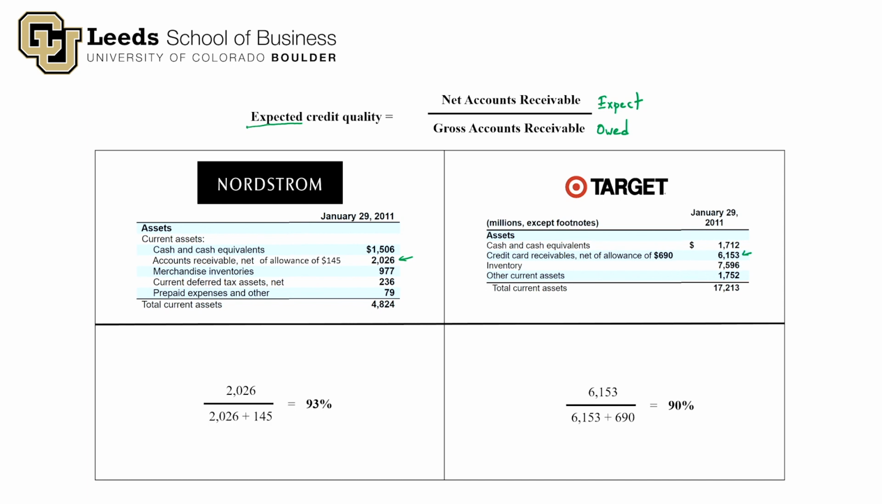So what's the interpretation here? Well, the interpretation is that Nordstrom, at least they expect to have higher customer credit quality than Target. So Nordstrom customers are more likely to pay than Target customers, but only by a little, right? So Nordstrom expects 93% of their customers will pay. Target expects 90% of their customers will pay. And those are the two ratios related to accounts receivable that I wanted to highlight.